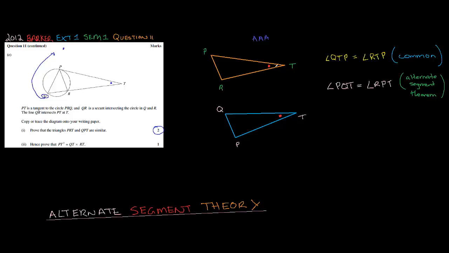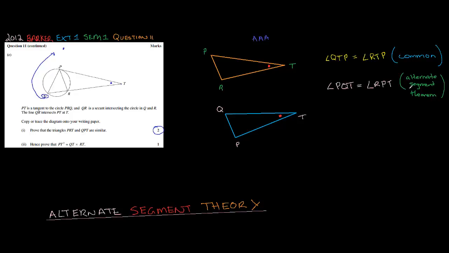You can see that this angle PTR is exactly the same as QTP, this one, because they're just the same angle. So I've written here angle QTP, which is this one, equals angle RTP, which is this one, because they're common, which just means common to both triangles. Now, let me talk about this.